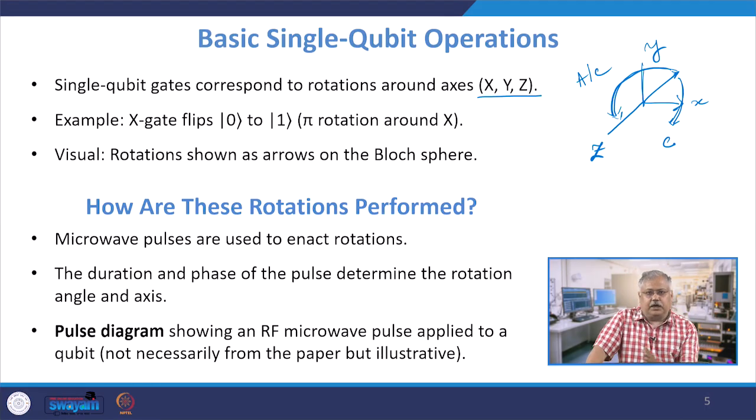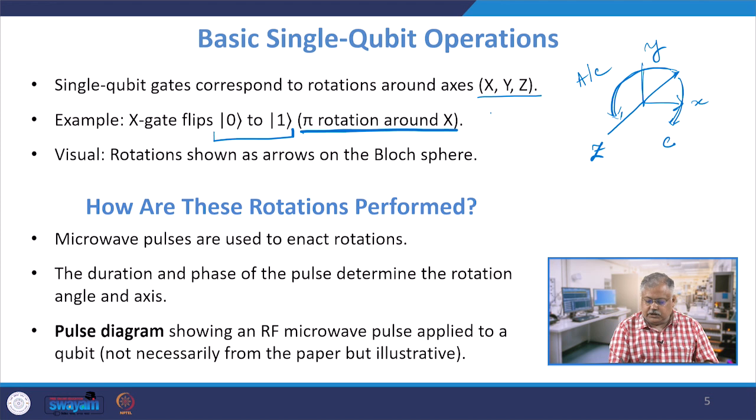It will be rotated around the x axis, right. There will be a pi rotation and a 0 will be flipped to 1. So, a 0 basically flips to 1. Now, how do you visualize it? It is using a Bloch sphere. We will learn that as we move along.